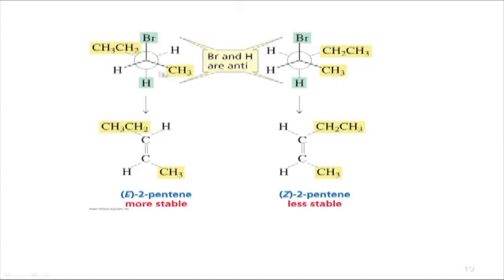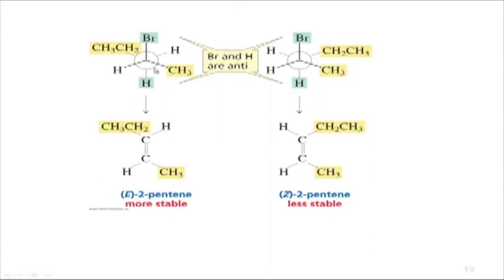So, this will be the favored conformer. And then when the elimination takes place, the methyl will eclipse this hydrogen and this hydrogen will be eclipsed by this ethyl. So, that is also less energetic than methyl ethyl eclipsing. So, in that case this will have a lower activation energy and this will be the major product that is obtained.